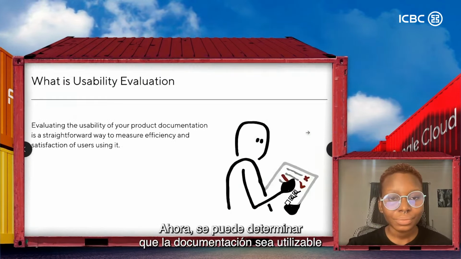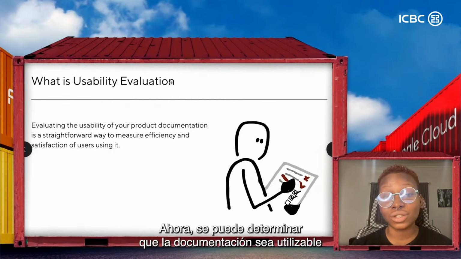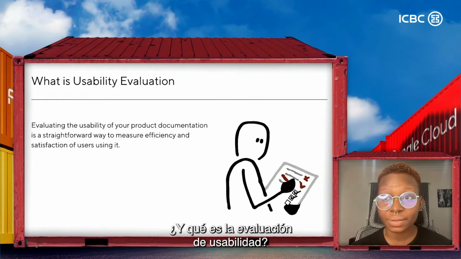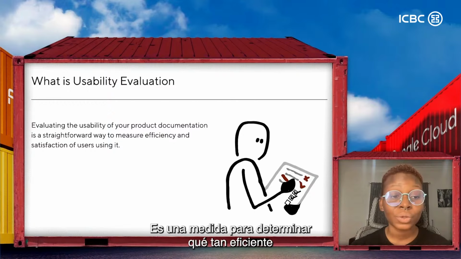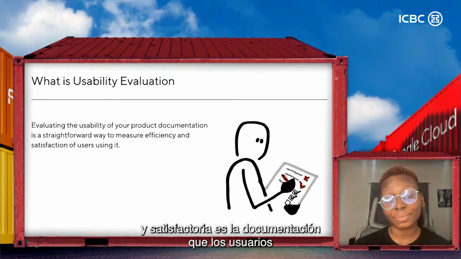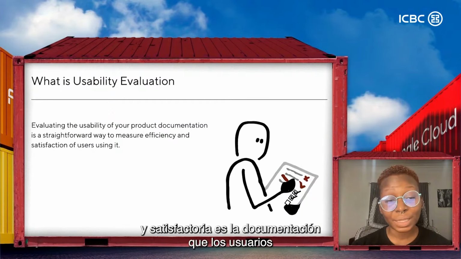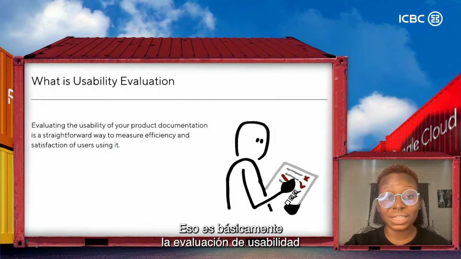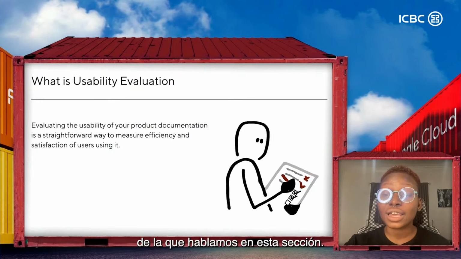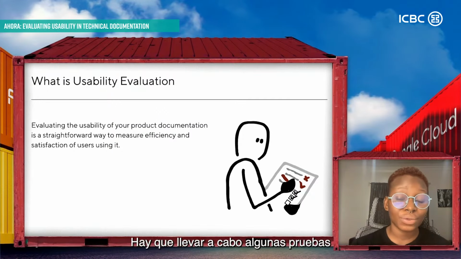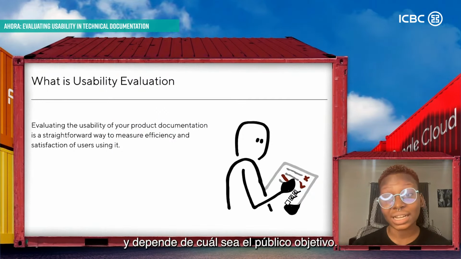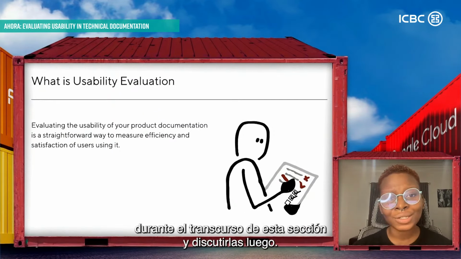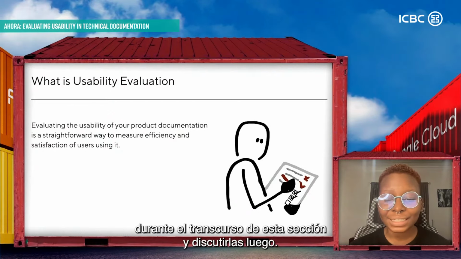Now, you can determine that your documentation is usable by carrying out a few evaluations. And what exactly is a usability evaluation? This is simply a measure to determine how efficient and satisfactory your documentation is to the user's needs and demands. So that's basically what the usability evaluation we'll be talking about during this session is all about. Now, you have to go through a few tests, and it depends on the target audience that you're looking out for. We're going to mention a few tests during the course of this session, and we'll discuss them much later.